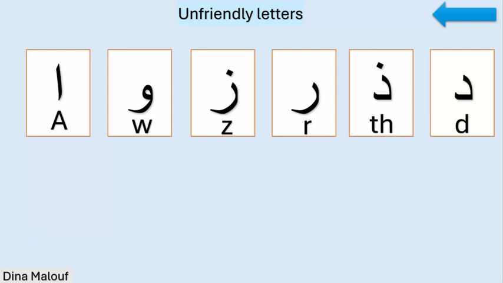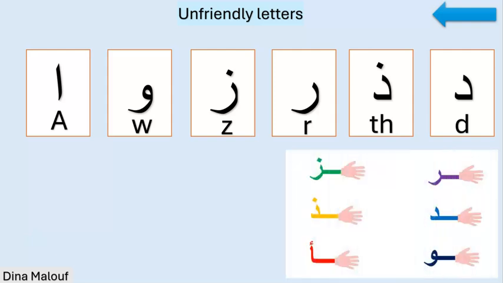These are the unfriendly letters. In Arabic we have 28 letters, but these are the unfriendly letters. Why do we call them unfriendly? Because they can connect only from one side, from the right side, and they don't have another form. It's one shape only.